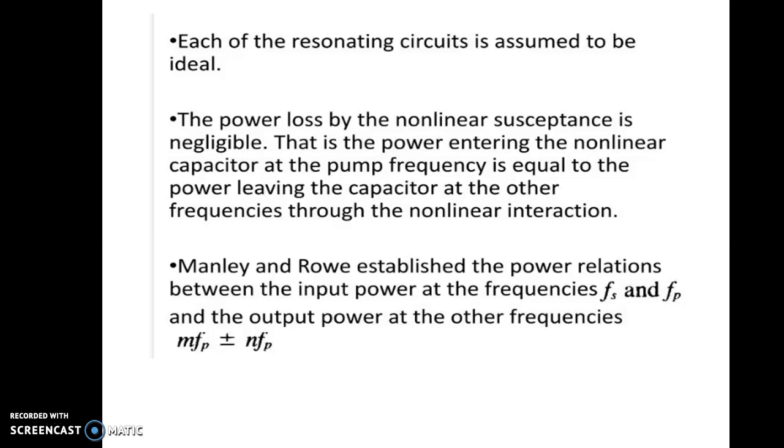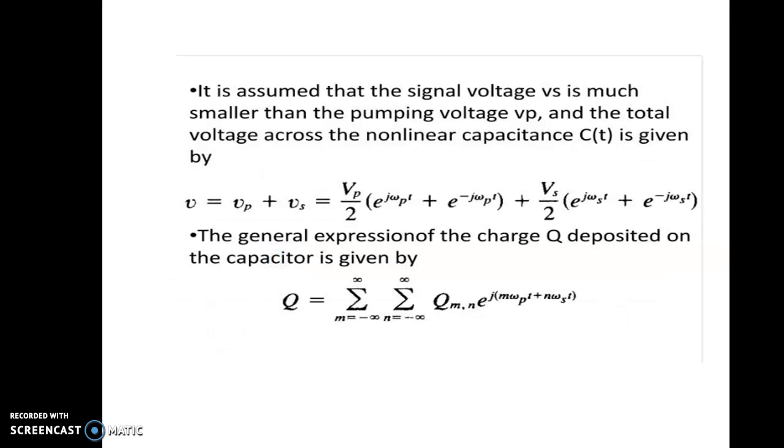Manley and Rowe established the power relations between the input power at the frequencies Fs and Fp and the output power at the other frequencies mFp plus or minus nFs. It is assumed that the signal voltage Vs is much smaller than the pumping voltage Vp, and the total voltage across the nonlinear capacitance C of t is given by V is equal to Vp plus Vs. In AC form, Vp is written as Vp by 2 e to the power of j omega p t plus its conjugate exponential, and we have the signal frequency.